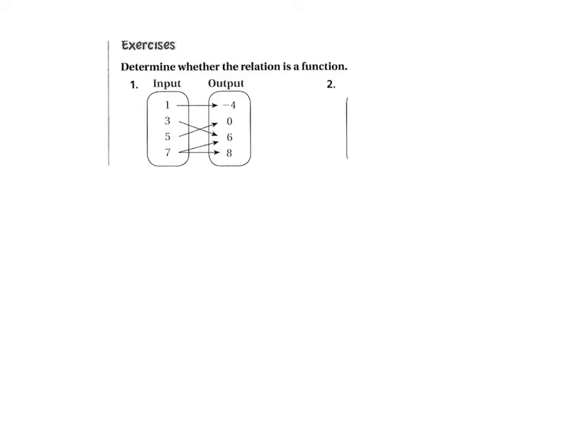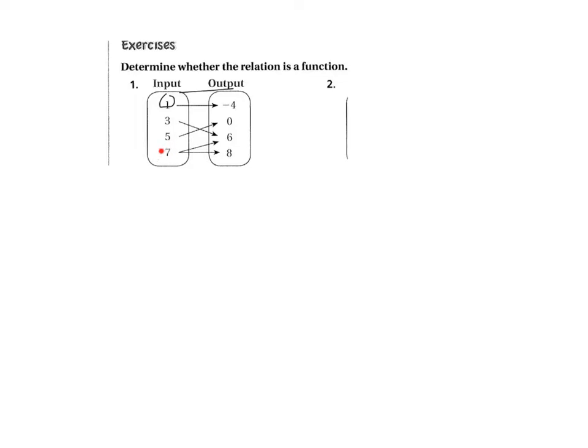Number 1, it says, determine whether the relation is a function. And so we're looking for consistency once again. We really want it to be consistent, almost like a machine or a robot. So when we put in 1, it gives us -4, and that's good. We put in 3, it gave us 6, that's okay. We put in 5, it gave us 0. But right down here at 7, it doesn't act as a function, and I'll tell you why.